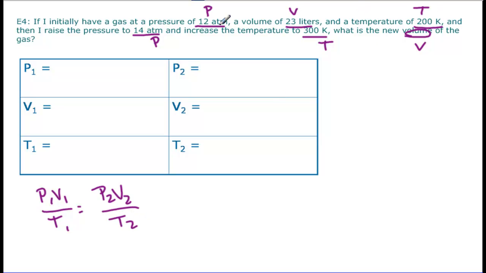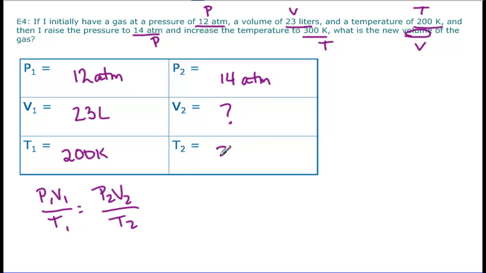So let's make sure we get our variables together. So 12 atmospheres of pressure has a volume of 23 liters and a temperature of 200 Kelvin. Now it's already in Kelvin, so I can leave it. I'm going to increase my pressure to 14 atmospheres. I'm looking for a new volume if my temperature is also increased to 300 Kelvin. Now this one is a little bit harder to predict because we have a pressure increase, which means the volume should decrease. But look at this, we have a huge temperature increase, which means the volume should increase. So this one is a little bit more difficult to predict. We may not be able to predict it.